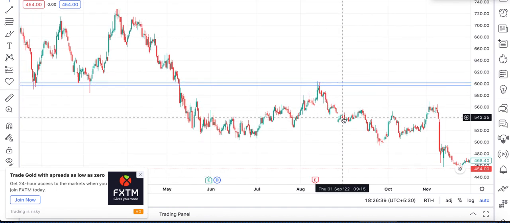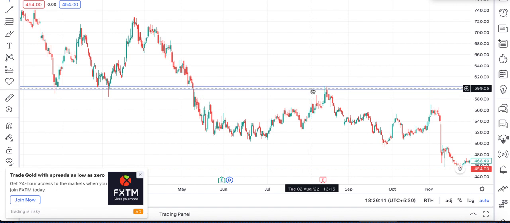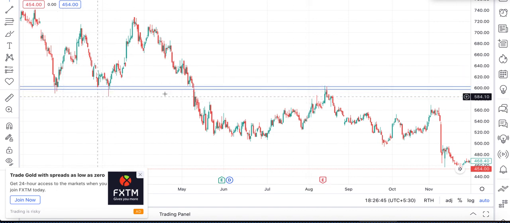When you see this on a 4-hour time frame, you see how levels of 600 are pretty close to a previous resistance level. Now this, of course, is a resistance because it was previously a support point. Once broken, this started acting as a resistance point.